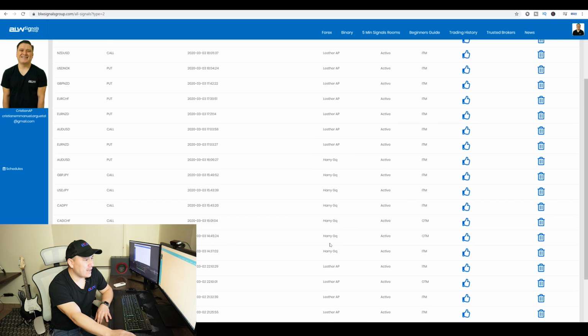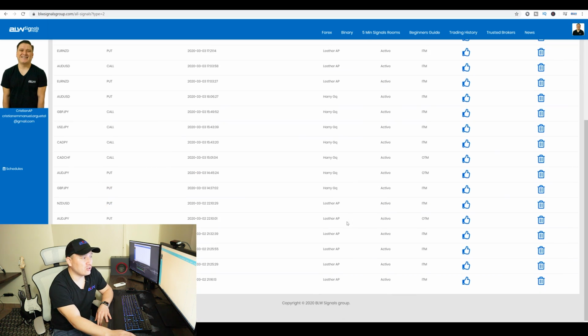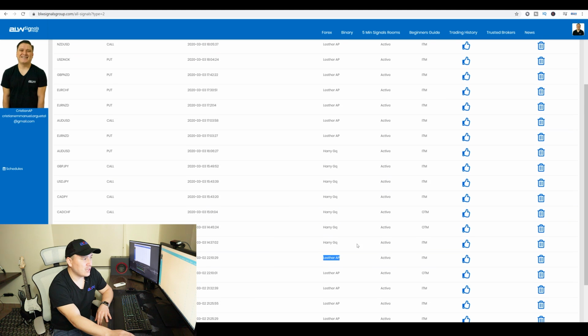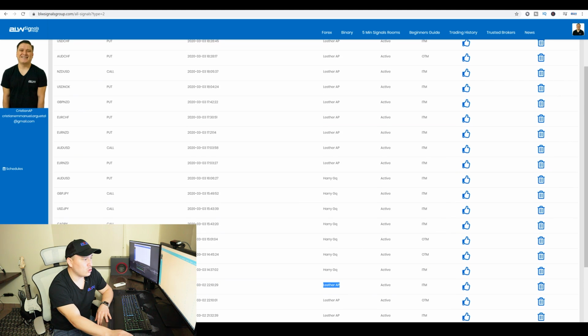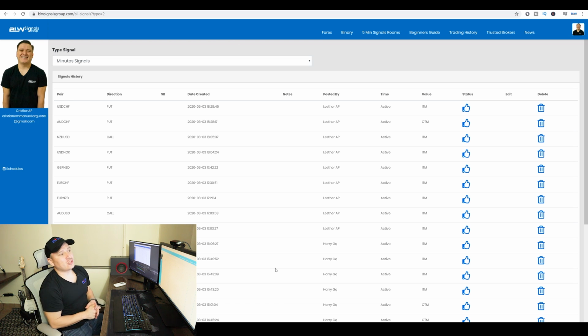Why is it that I give it away just like this and show it to you? Because look at the amount of signals that Harry and Lester sent. Lester sent yesterday 1, 2, 3, 4, 5, 6 signals. Harry sent today 1, 2, 3, 4, 5, 6, 7 signals. And Lester later on today sent 1, 2, 3, 4, 5, 6, 7, 8, 9 signals of the 5-minute strategy. So people are making money here, okay?